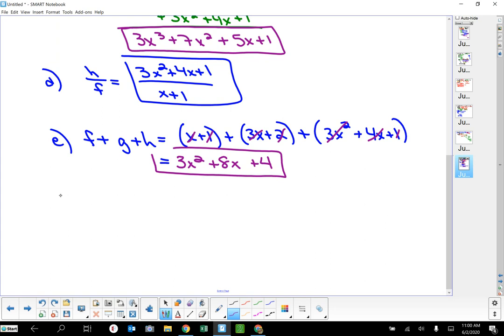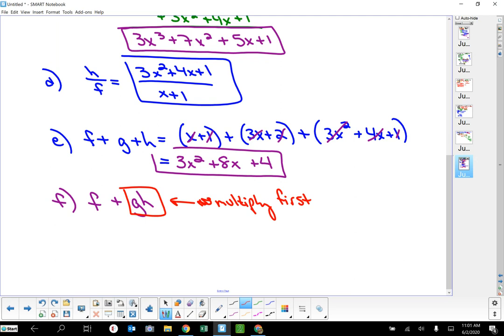I'm not going to actually do this problem, but you're going to have something like f plus gh. That means multiply these two together first. No symbol in between really means an invisible multiplication sign. Remember PEMDAS. You're always multiplying before you're adding, right? And so you have to multiply first, then take the product and add f to it.